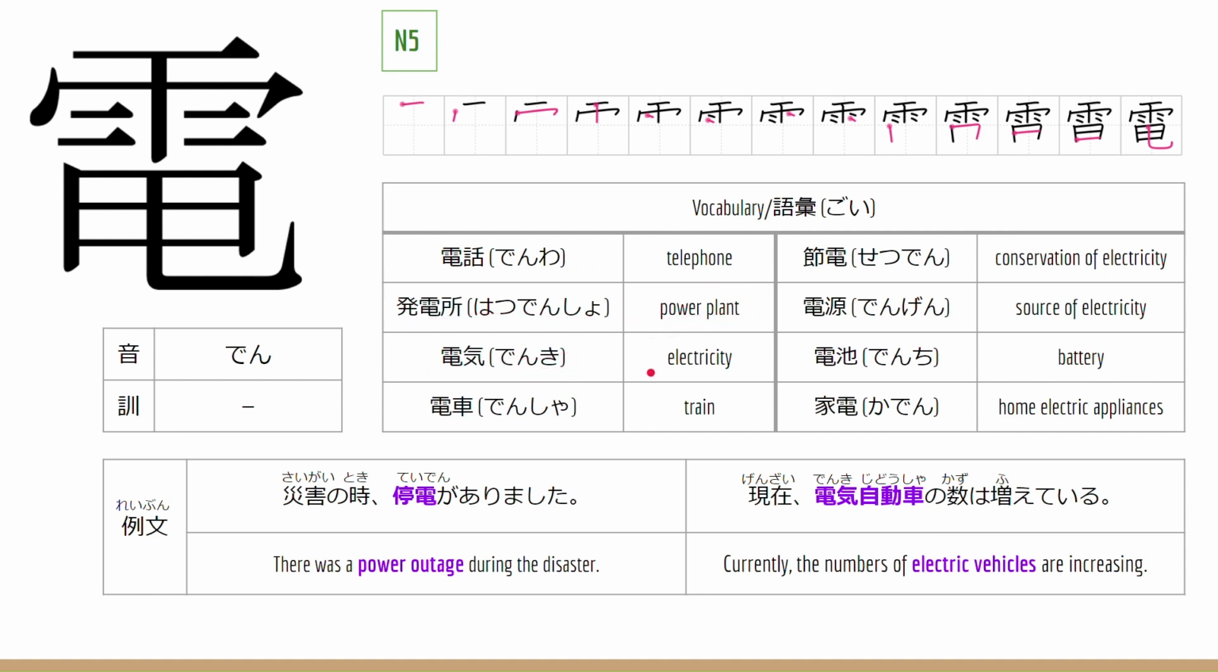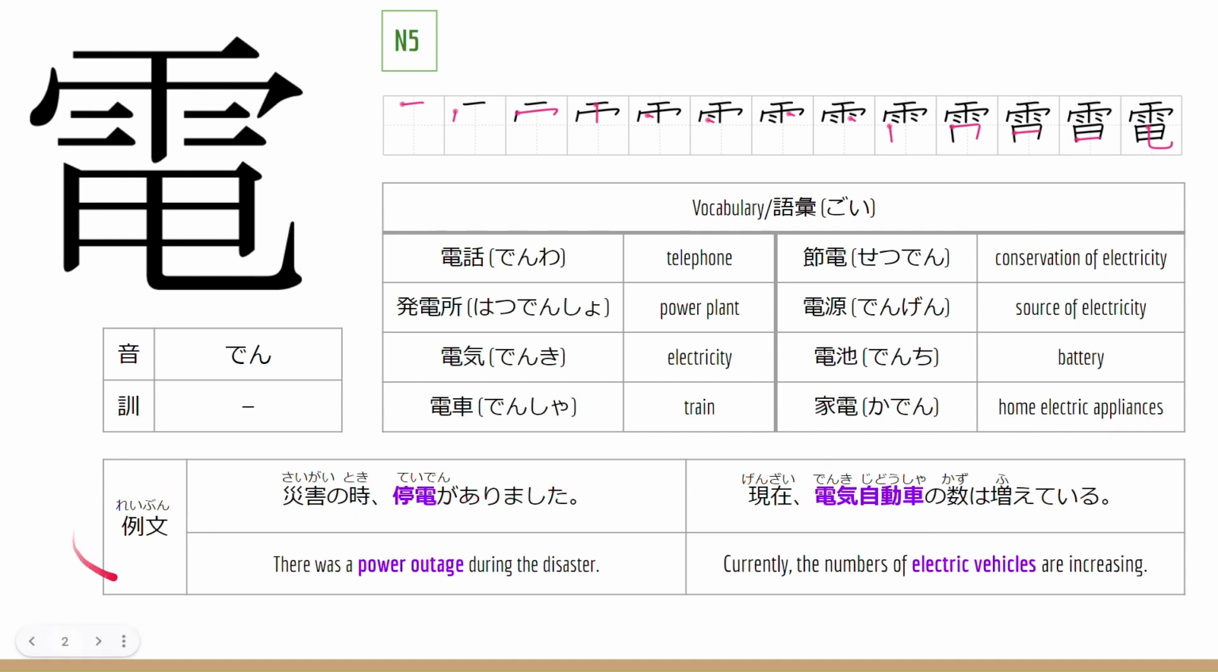電気、This means electricity. 電車。This means train. 節電、This means conservation of electricity. 電源、This means source of electricity. 電池、This means battery. 家電。This means home electric appliances.